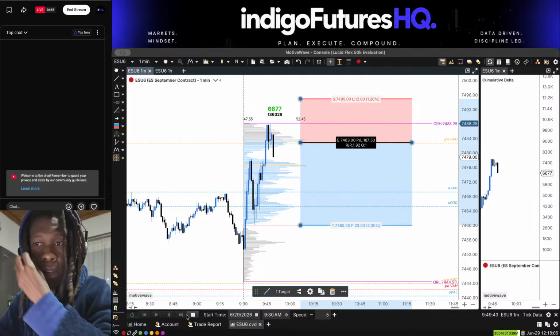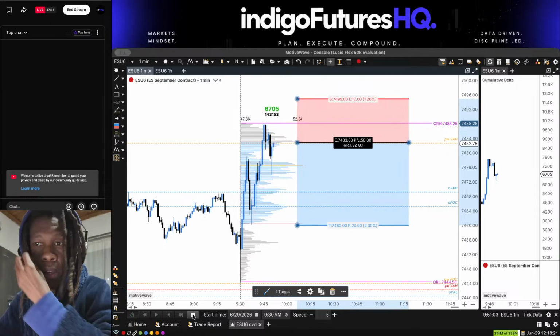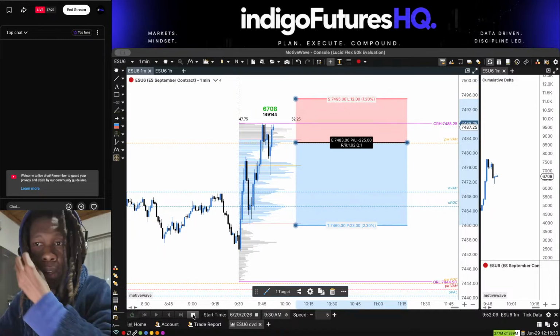Let's see. Is there a retest of it? Okay, so I guess that's the retest. Does it go lower or would it have stopped us out? Also just wanting to see, okay, cool.